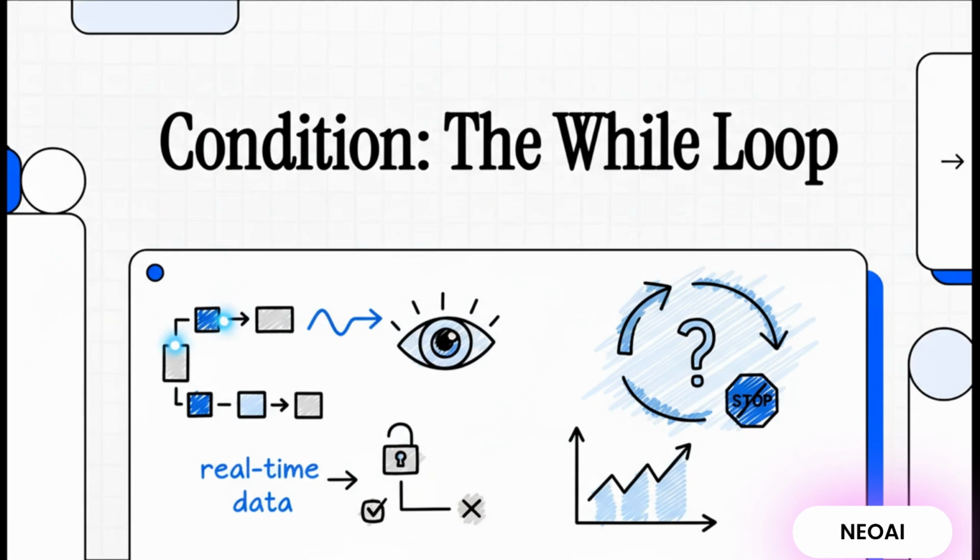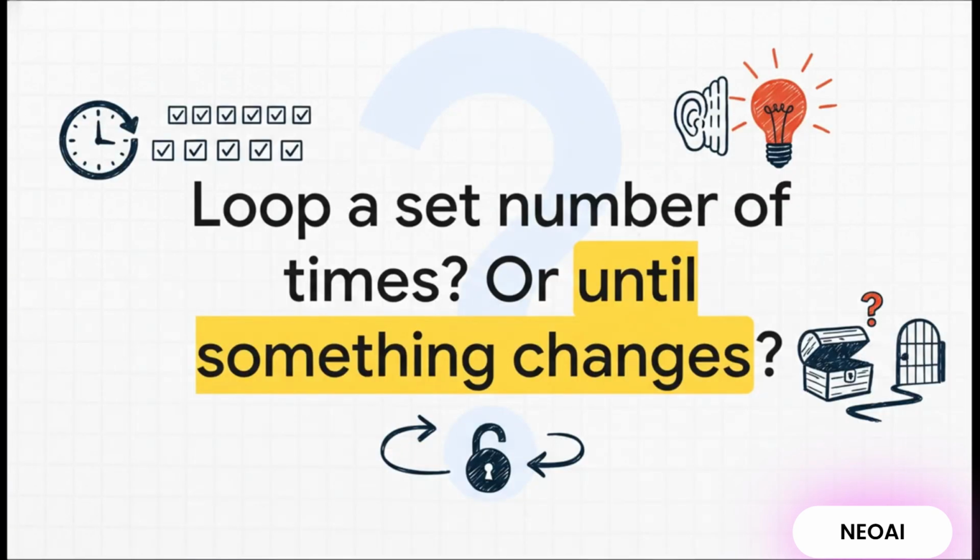Today, we're going to crack open a Python tool that lets your code react to the world in real time. We're talking about the while loop. So think about this. With a for loop, which you're probably used to, you can tell Python, hey, do this exactly 10 times. Easy. But what if you don't know the number?